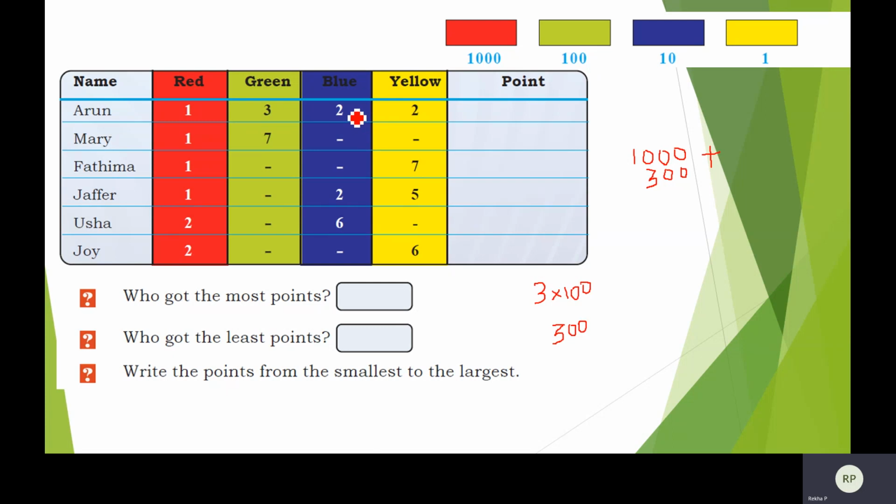Now 2 blue cards are there. So for 1 blue card, 10 points are there. So now for 2 blue cards, how many points are there? What you have to do is multiply 2 with 10. Okay, so 2 into 10 you have to find out.